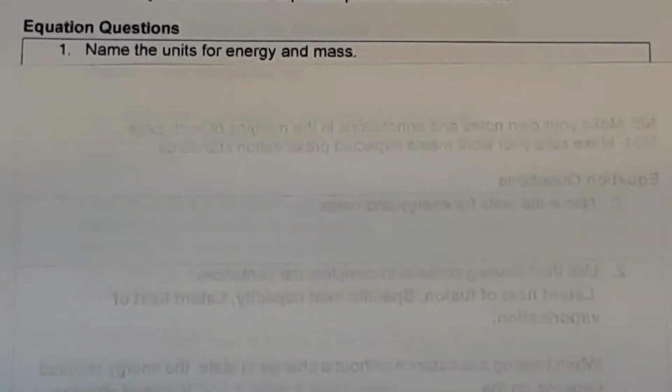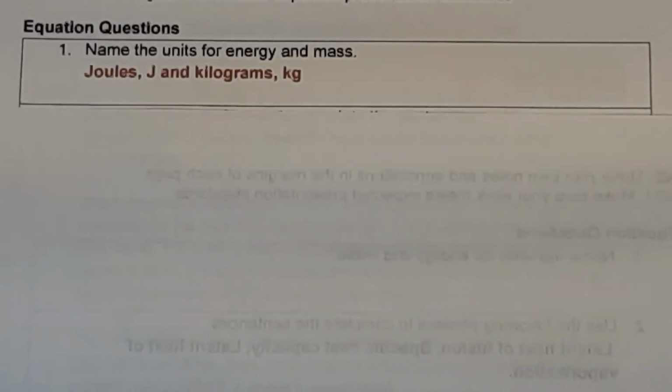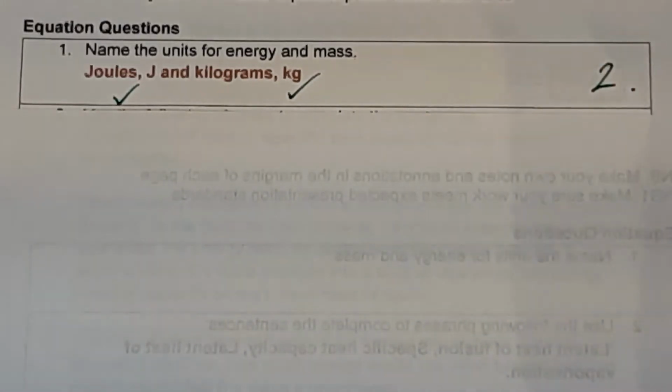Okay, so let's go through those. Question 1, name the units for energy and mass. So energy is measured in joules, capital J, and mass is measured in kilograms, kg. So we've marked for each of those, so that's out of 2.